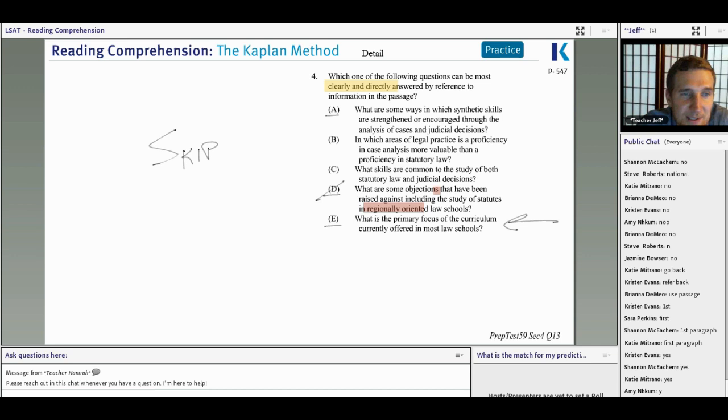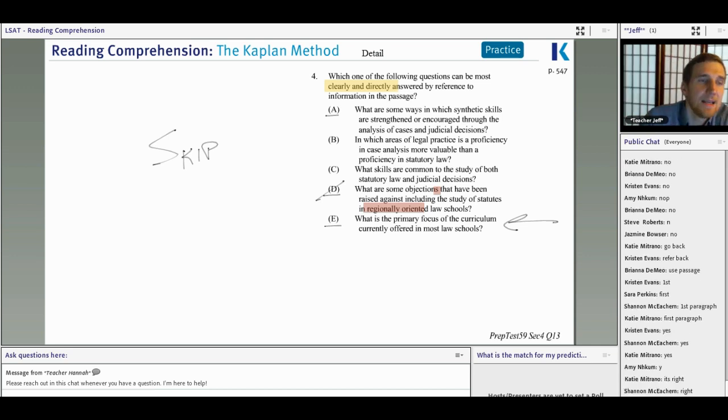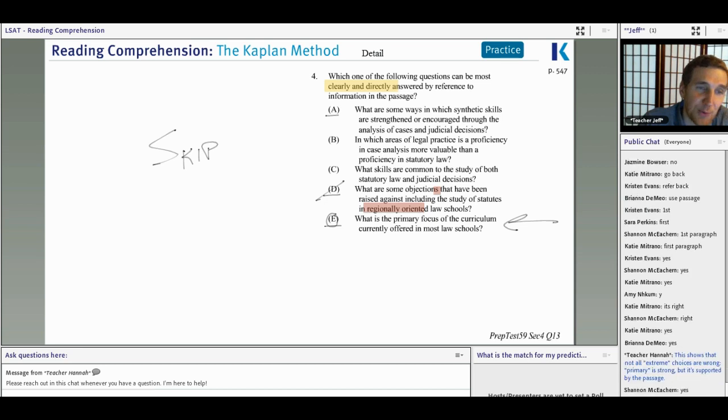When answer choice E says, "What is the primary focus of most law schools?" it means it's right. What do you think, everybody? Could researching in a question that is open-ended like this help you? Do you think looking back to the passage could assist with your decision? I hope you're really seeing the power of going back. This is why we make the notes, right?